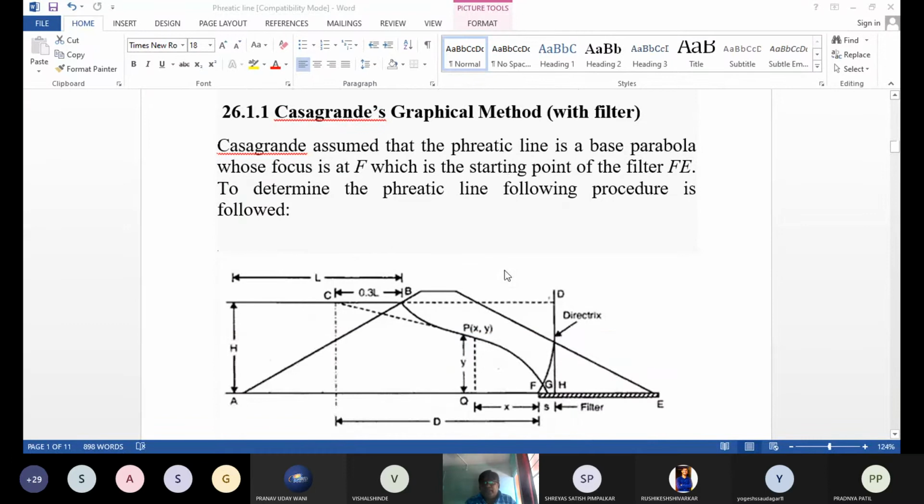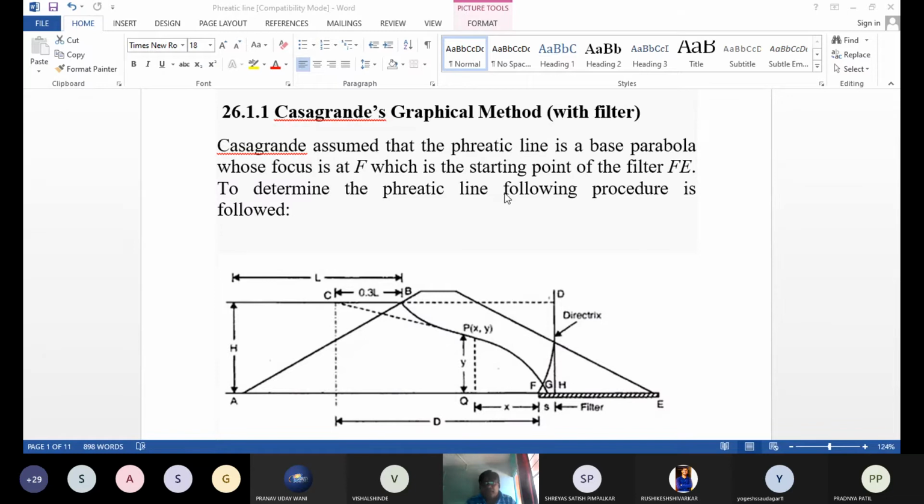Casagrande assumed that the phreatic line is a base parabola. See, this is the section of the dam, and the line from point B to point G is the location of the phreatic line, which represents the parabola. But this phreatic line is corrected at point C, and you have to consider the point C and draw this line with a smooth curve, and correct this line now.